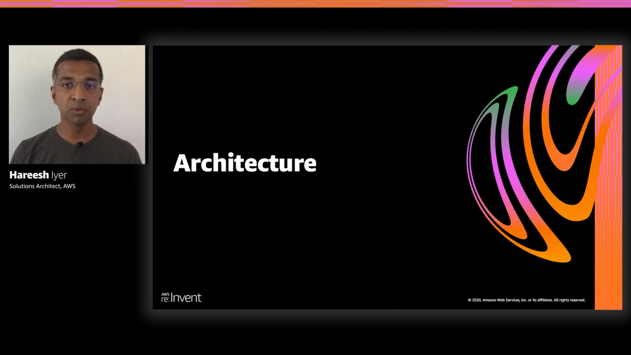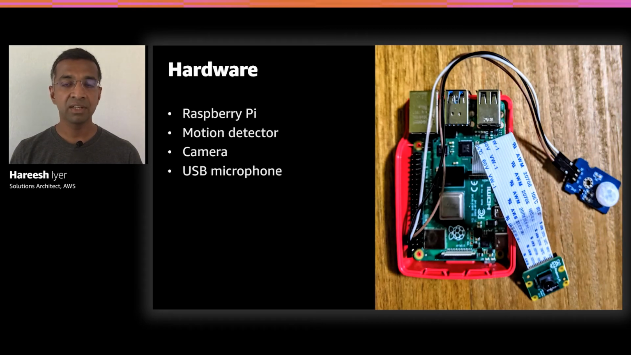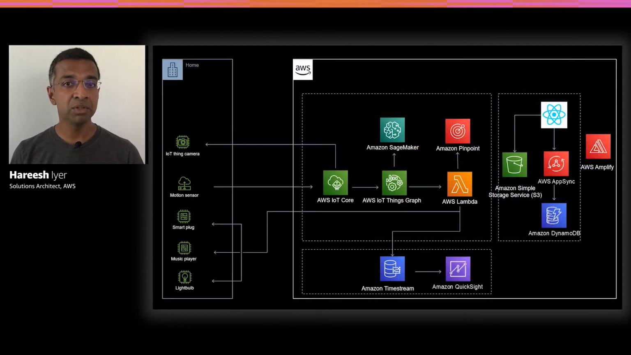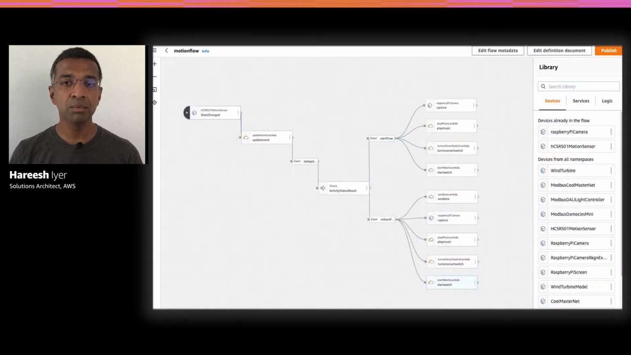Now that you have seen the demo, let me walk you through the architecture. The physical device is a Raspberry Pi, and it has a motion sensor, a camera, and a USB microphone attached to it. Rest everything happens on AWS Cloud. To interact with the motion sensor and the camera, I'm using a managed IoT service called AWS IoT Core. And to build the end-to-end workflow for the smart assistant, connecting these devices and AWS services, I'm using AWS IoT Things Graph, which allows me to do this visually.